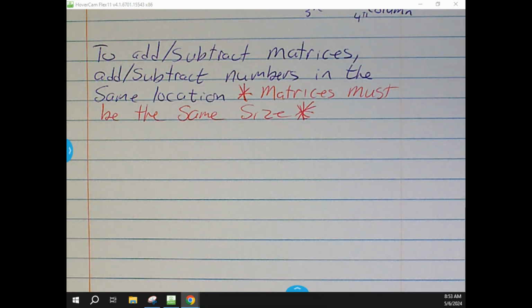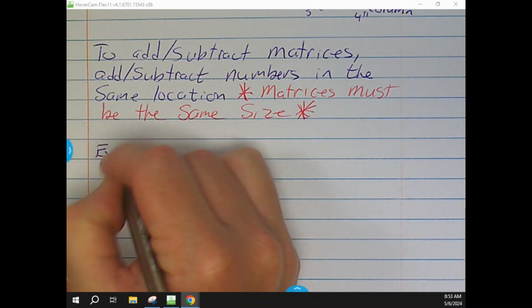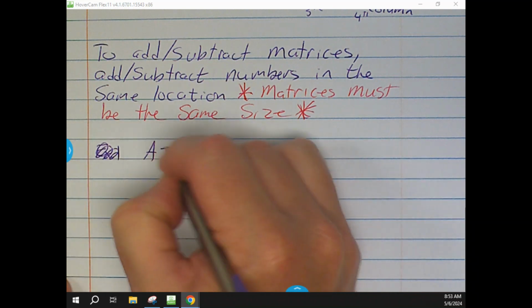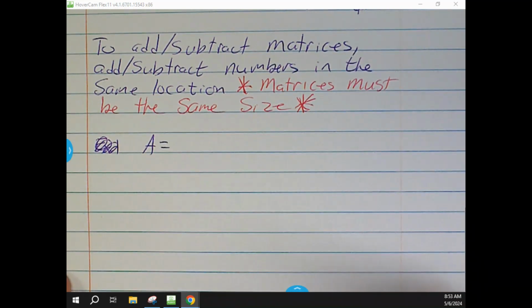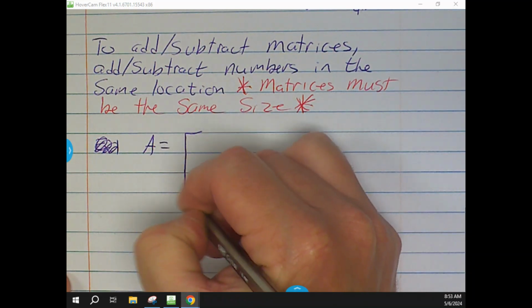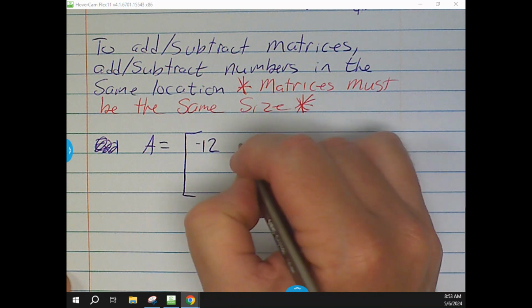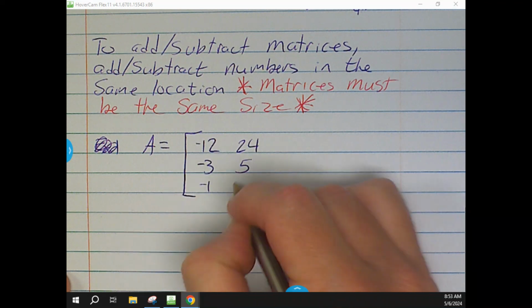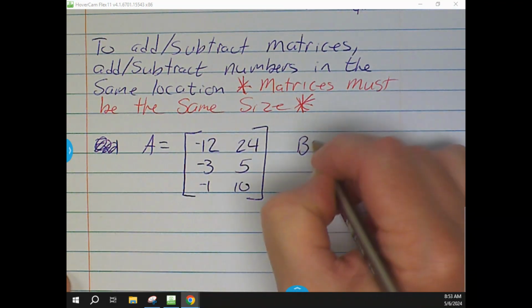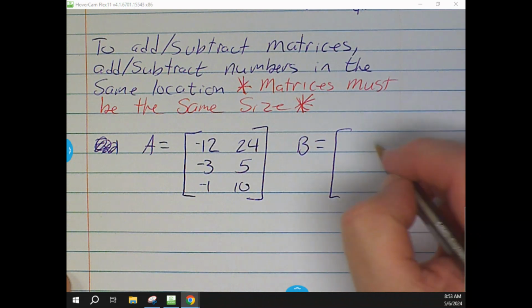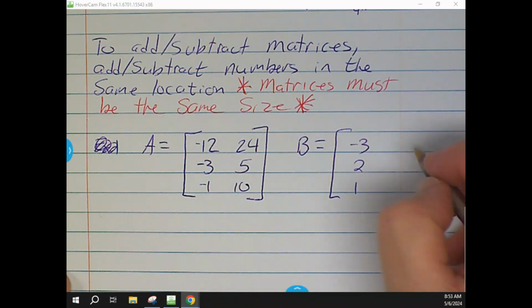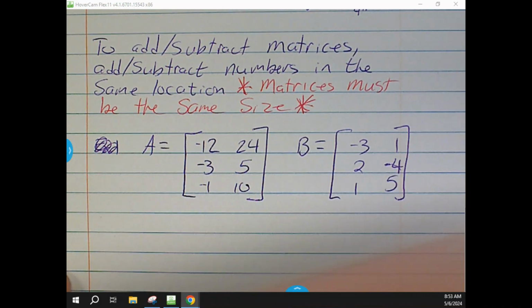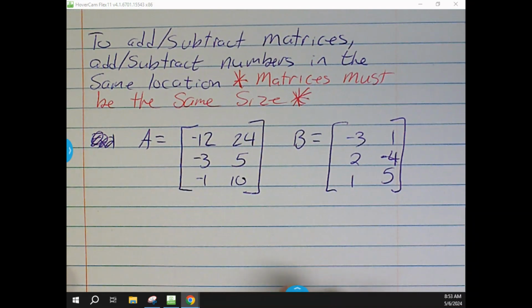All right, so here we go. Here's some examples of these. We're going to take two matrices here and we'll show you everything with this part. Okay, so there's matrix A and B.